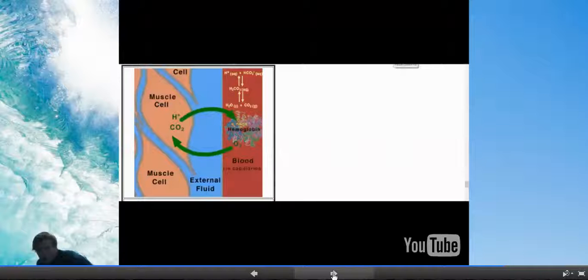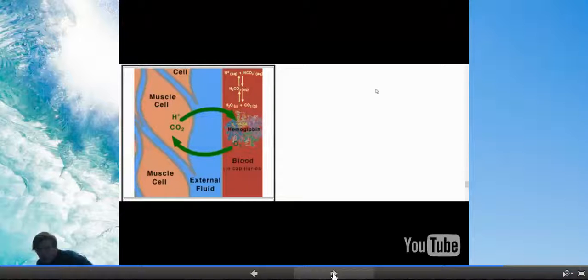Hi, this is Mrs. Diacano, and we're going to go over a diagram that shows the diffusion directions for hydrogen ions, carbon dioxide, and oxygen between the blood and the muscle cells during exercise. The resulting concentration changes affect the buffer equilibrium, shown over here in the upper right-hand corner of the diagram in yellow.